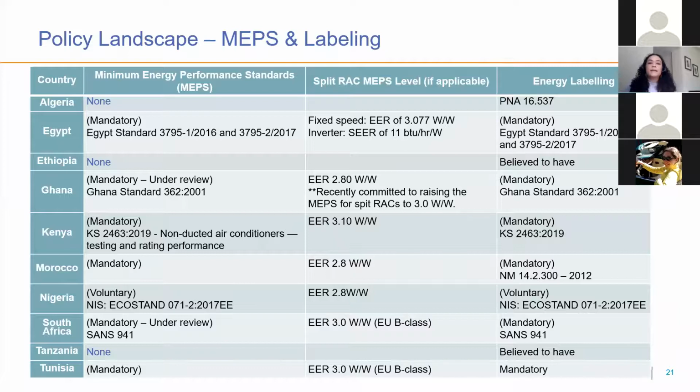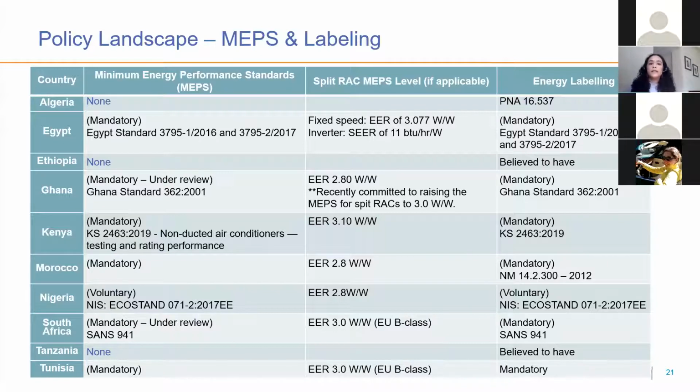So CLASP looked at the minimum energy performance standards as well as labeling policies in these 10 countries. 7 out of the 10 countries currently have minimum energy performance standards for room ACs, and all 10 countries have some form of mandatory or voluntary energy labeling for air conditioners. As you saw previously, the MEPS all range from an EER of 2.8 watts per watt to an EER of 3.1 watts per watt. And higher MEPS that are more on par with those in the major AC and AC component exporting countries would help to prevent dumping, as Gabby mentioned in her opening remarks.